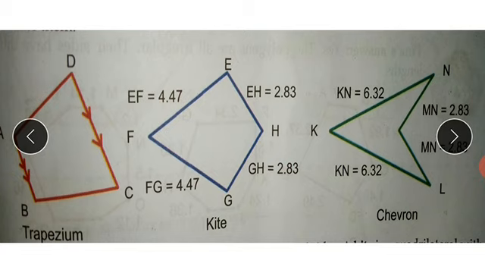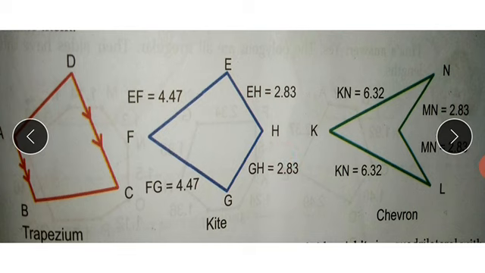Next is kite. It is a quadrilateral with two pairs of sides equal in length. So it is a quadrilateral with two pairs of sides equal in length. So EH and GH are equal, FG and FE are equal. So that is a kite.